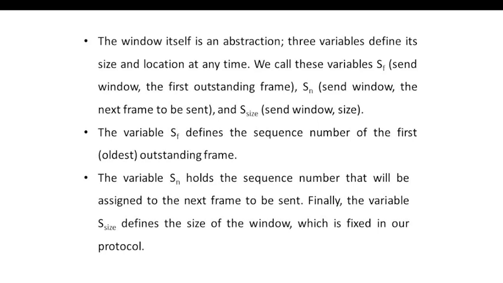So these are the three variables that will be defined here: SF, SN and S size. SF is the send window's first outstanding frame. SN is the send window's next frame to be sent. S size is the send window size.